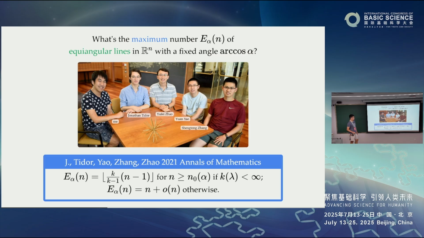given that the spectral radius order is less than infinity, in particular, say when alpha is equal to 1 over 7, in which case lambda is equal to 3, the answer is 4 times (n minus 1) over 3, rounded down, for all large dimension. And in case you have some alpha for which lambda doesn't correspond to the spectral radius of any graph, then k of lambda is equal to infinity, in which case we conclude that this is n plus little o of n.